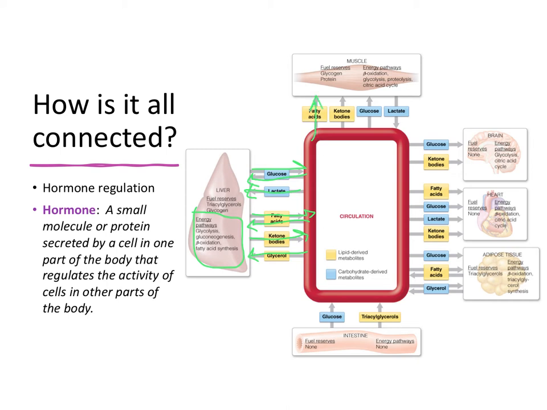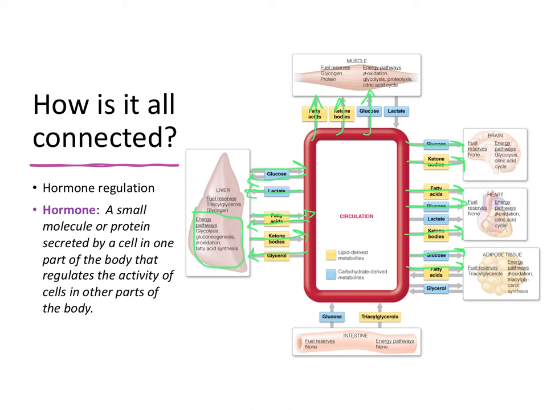So fatty acids could come from the liver, ketone bodies can come from the liver, glucose can come from the liver and feed the muscle. Glucose comes from the liver, ketone body comes from the liver, feeds the brain. Fatty acids feed the heart, glucose feeds the heart, ketone body feeds the heart. That can all come from the liver. Glucose feeds adipose tissues, fatty acids feed adipose tissues. Again, all can come from the liver.